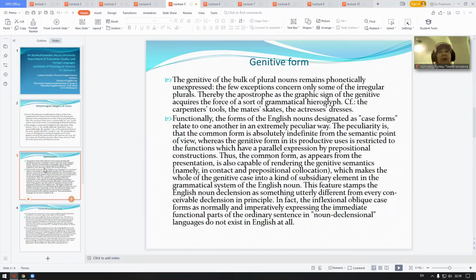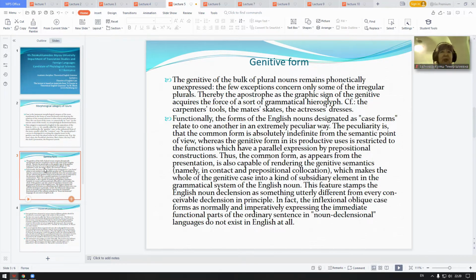Genitive form. The genitive of the bulk of plural nouns remains phonetically unexpressed. The few exceptions concern only some of the irregular plurals. Thereby the apostrophe as the graphic sign of the genitive acquires the force of a sort of grammatical hieroglyph. The carpenter's tools, the maid's skates, the actress's dresses.